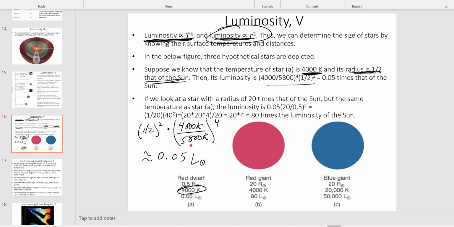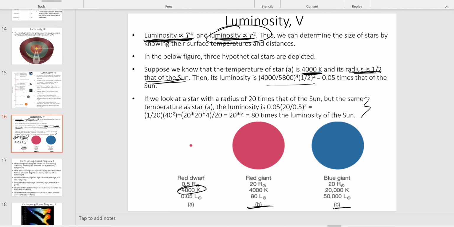And you can do the same thing for stars B and C. I've done a little calculation here, but for the sake of time, I'm going to let you do that on your own. I want to move on now to HR diagrams.